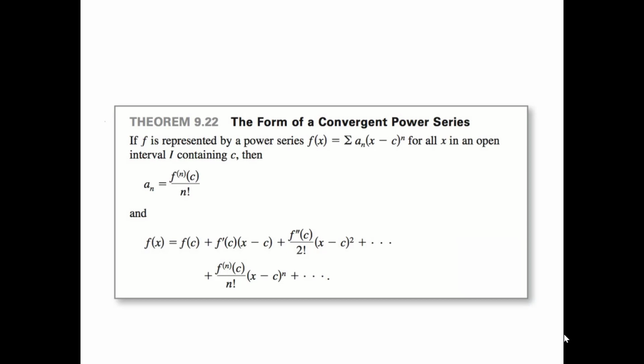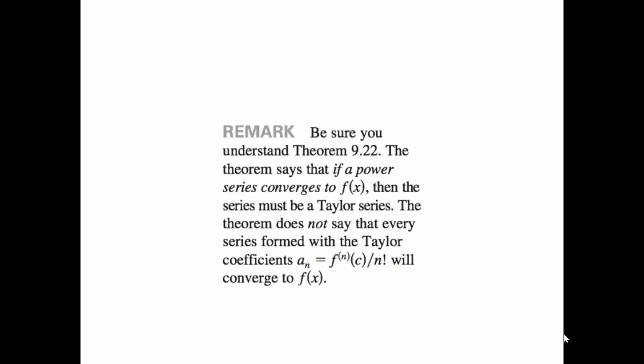You need to be careful with this. If f is represented by a power series, then this is what the series looks like. It does not tell you that if you have a power series that converges, it converges to the function. So that's this remark here. It's very important. Be sure that you understand theorem 9.22. The theorem says that if a power series converges to f of x, then the series must be a Taylor series. The theorem does not say that every series formed with the Taylor coefficients will converge to f of x.